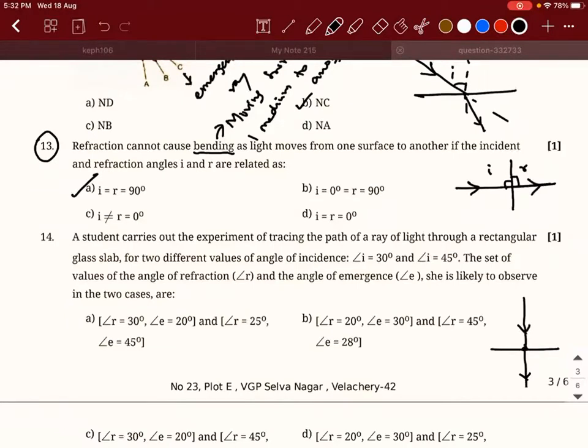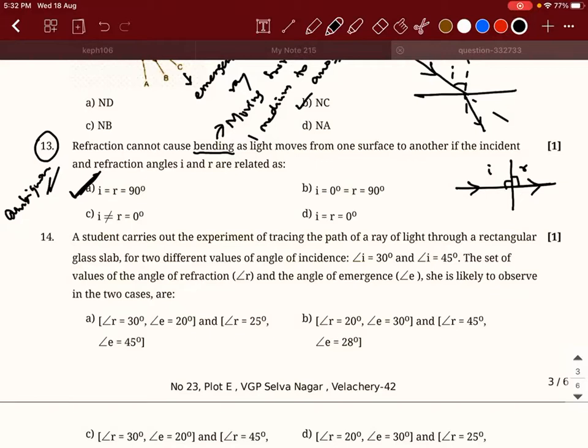So option A is also right, D is also right, but A is more appropriate. But I would conclude that this question is ambiguous. Okay, don't worry about it. But the more appropriate answer should be I is equal to R is equal to 90 degrees. Okay.